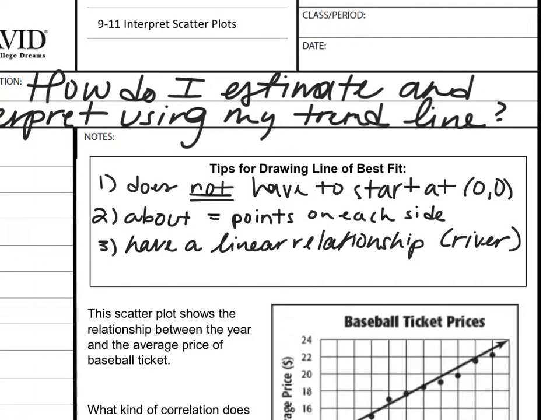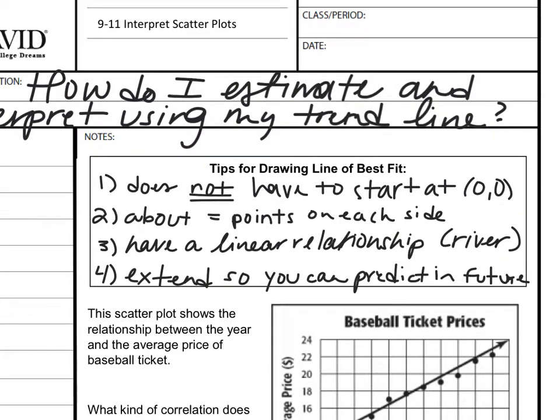This one, I forgot. Extend the line so you can predict in the future. So like keep it going to the right. Even if there's no points over there, keep the line extended. That way, when I ask you questions like I'm going to ask today, you can answer them.